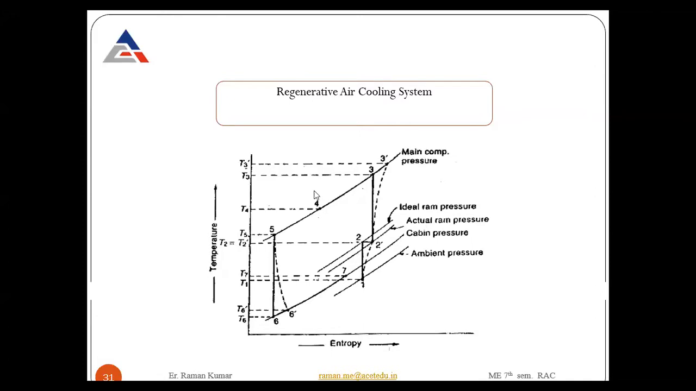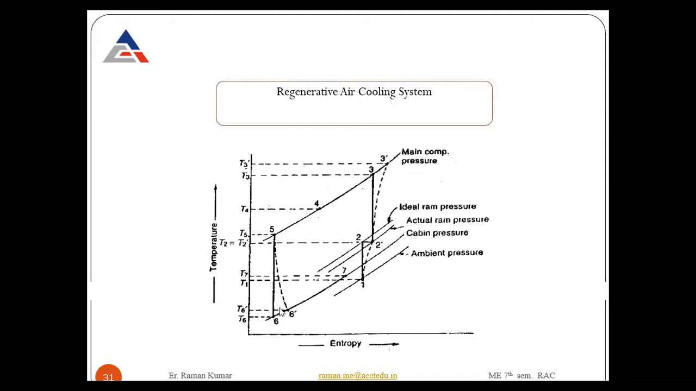And 3 dash to 4 is when it is passing through your heat exchanger, and 4 to 5 is when it is passing through your regenerative type heat exchanger. So look at here, 4 to 5. This is when it is passing through the regenerative type heat exchanger.